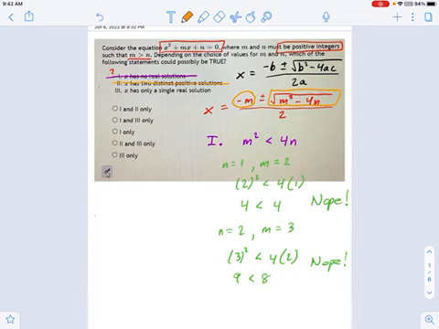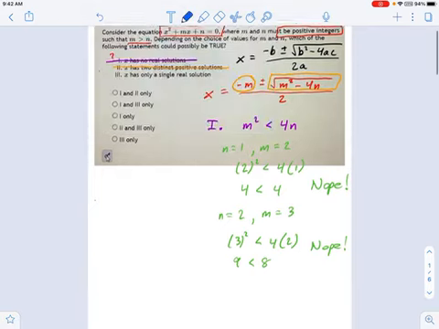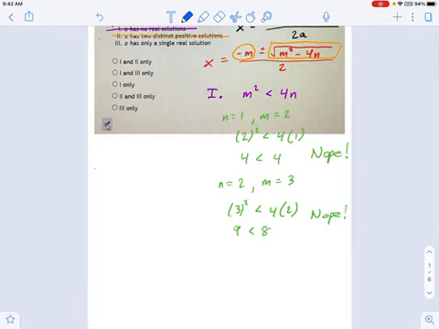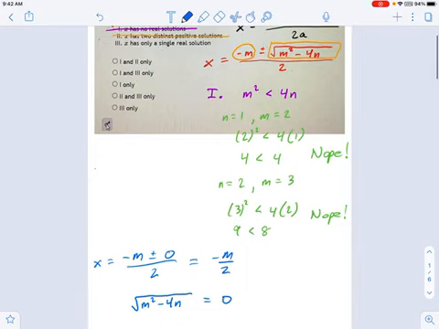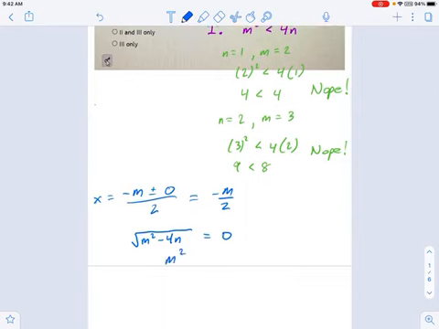Well, that may be true. Let's see what it would take to make that one true. A single positive real solution. That means we're getting something like this: x equals negative m plus or minus 0 over 2. And that would be negative m over 2. That's a single real solution. Well, how does that happen? That requires that m squared minus 4n equals 0.